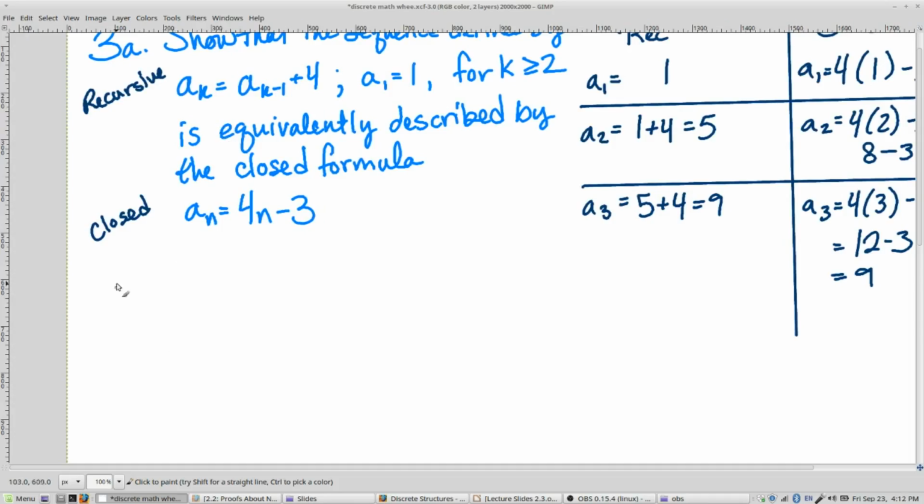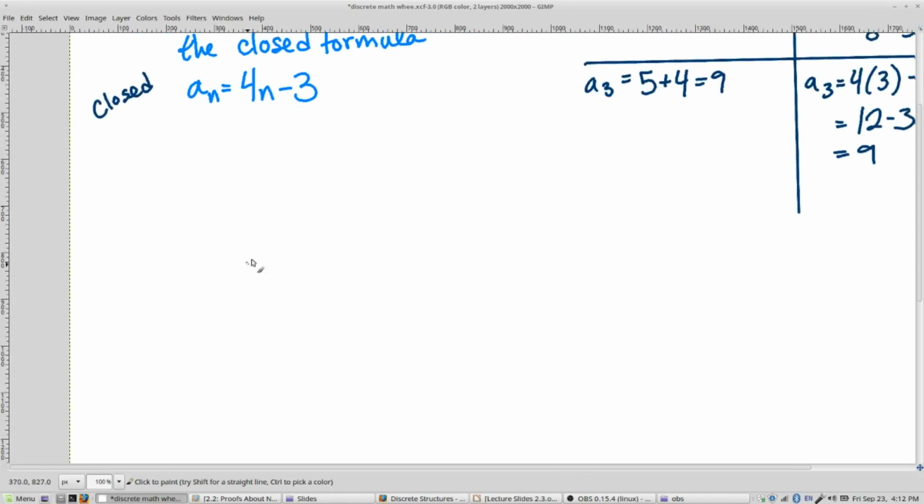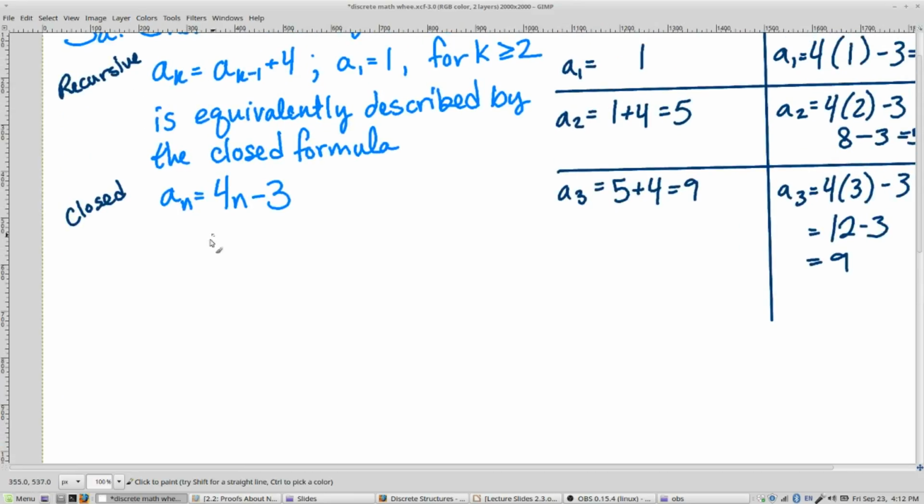Over here, let's use m as our variable when we're trying to prove that one is equal to the other. We're going to work with both of these equations, the recursive and the closed. So let's start by saying a sub m is equal to a sub m minus 1 plus 4, which is the same thing as here.